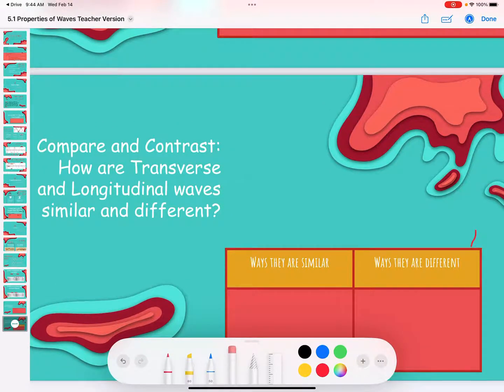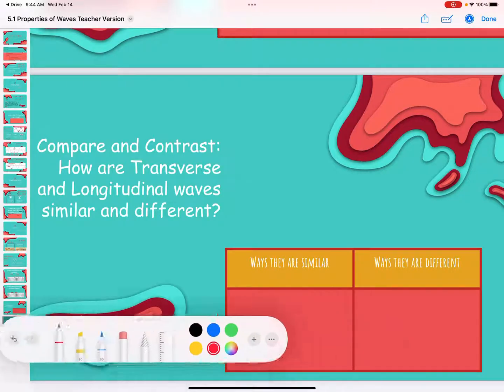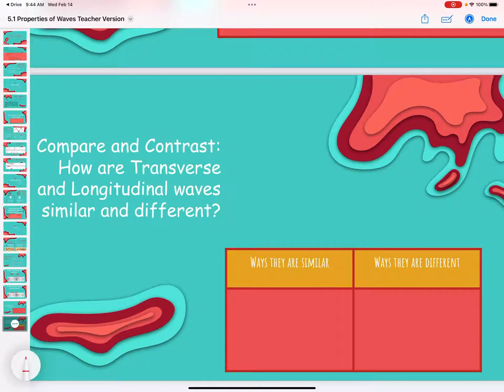They do have some things in common. Yeah, they are both waves. That's an easy answer. But what are some ways that they are different? And hopefully you'll be able to get through that without too many issues, and you'll be ready for our next activity.